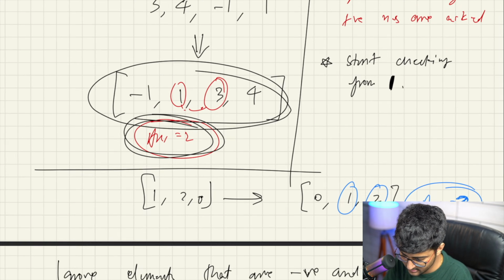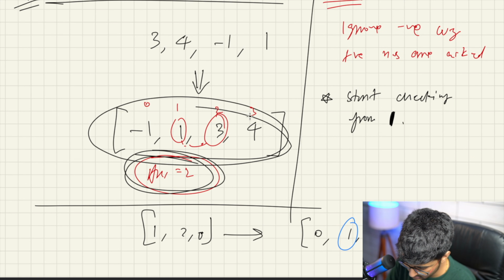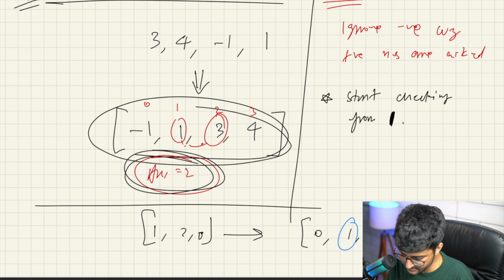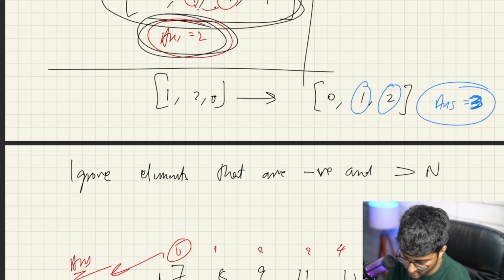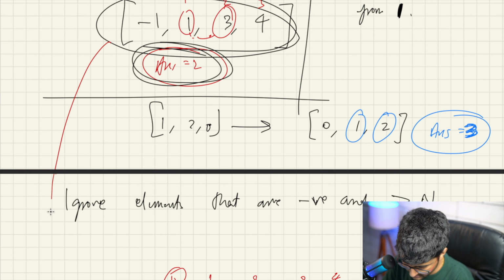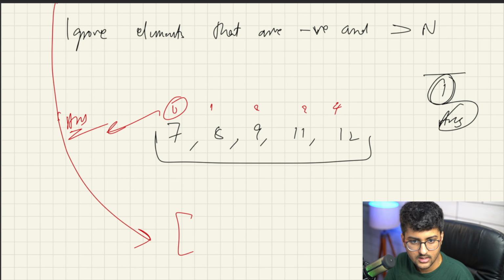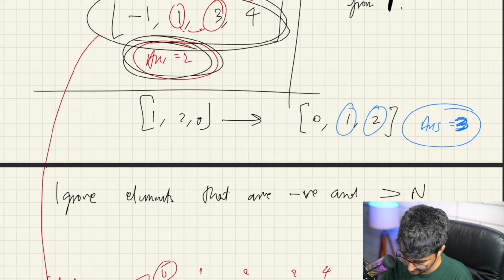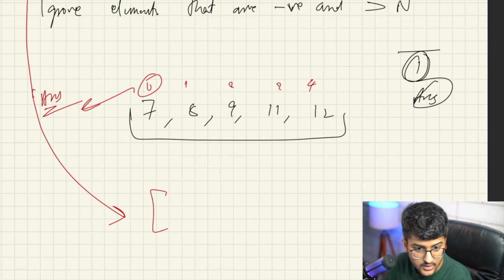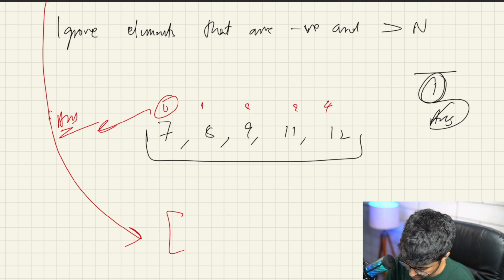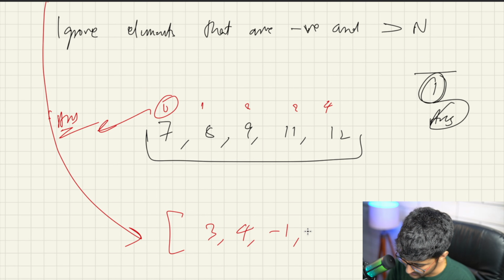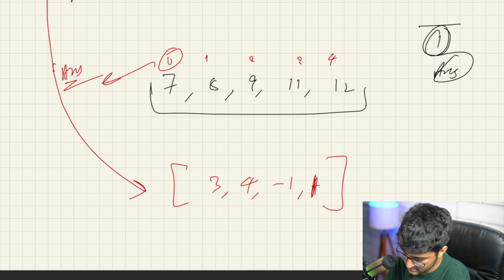Let's talk about this one, in this case 0, 1, 2, 3. The first element at the wrong index, we are ignoring the negative ones. After sorting, it's not going to be this. Since we are doing cyclic sort, it will become 3, 4, minus 1, 1. That was the correct one.